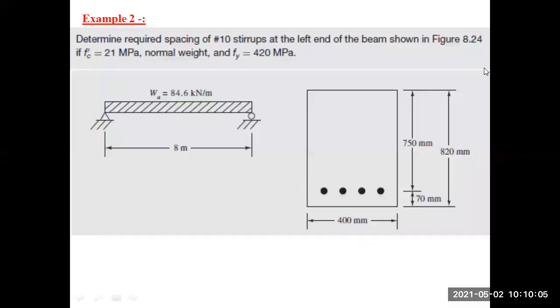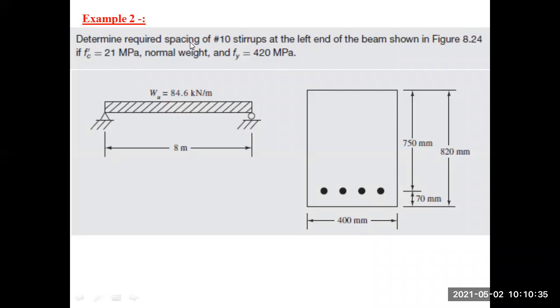Okay, so in this example, determine the required spacing of phi 10 stirrups at the left end of the beam. Left end, it means this side of the beam. We have shear reinforcement, diameter is 10. Okay, just determine the spacing.